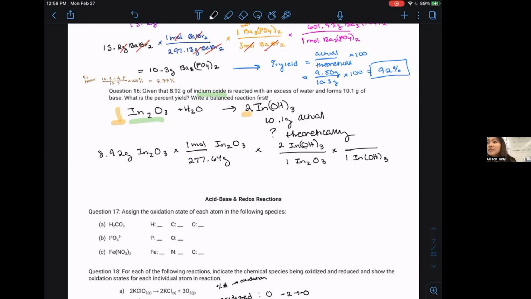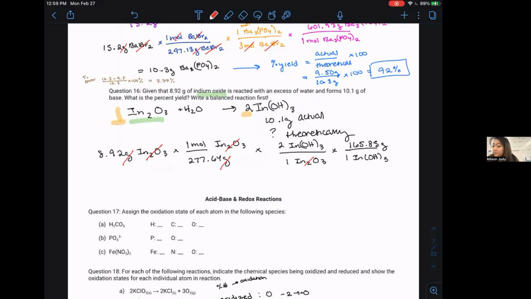Indium hydroxide. What's the molar mass? What do we got? 165.85 grams, giving us a total amount where we see everything cancel out. Indium oxide, right? All of that's canceled, grams to grams and moles to moles.